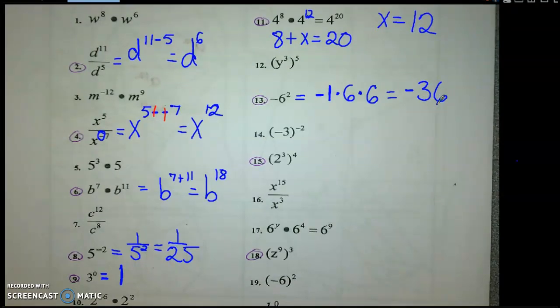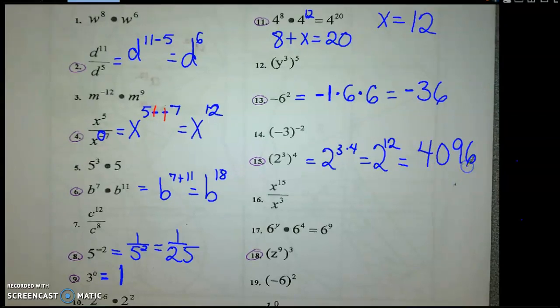Number 5, we have a power to a power. So with power to a power, we multiply the exponents. So we have 2 to the 3 times 4 power. That gives us 2 to the 12th power. Right now it is simplified, but we're not finished because we have to evaluate. So we end up with 4,096.